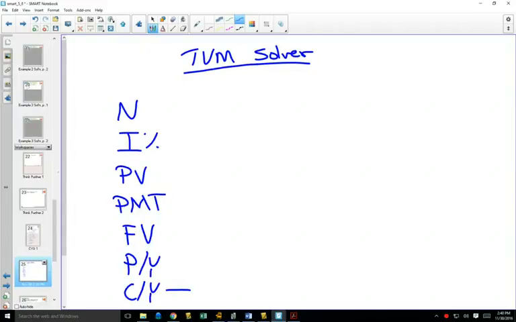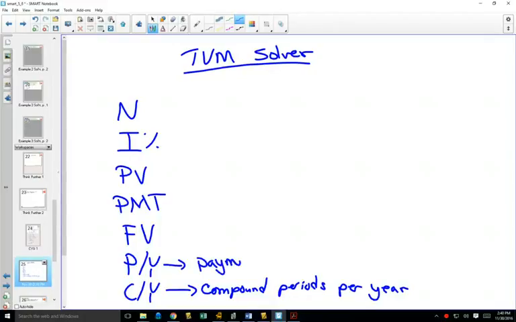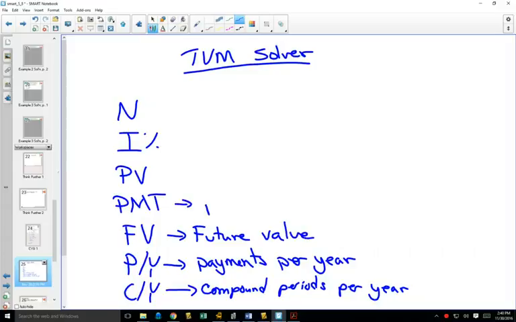Starting at the bottom, the C per Y stands for how many compound periods per year. P per Y, that's your payments per year. FV stands for your future value. PMT stands for payment. PV is the present value.